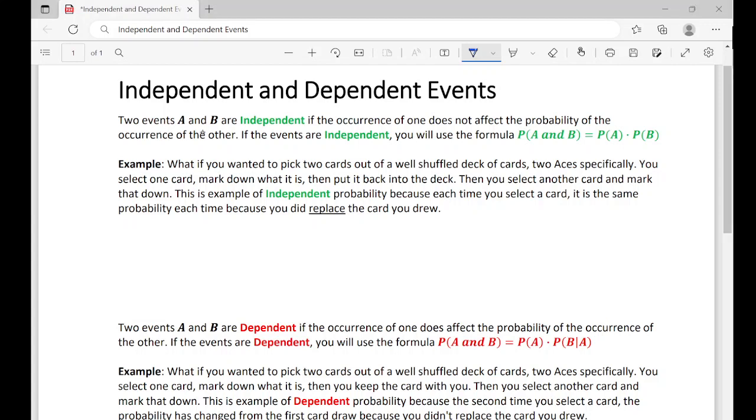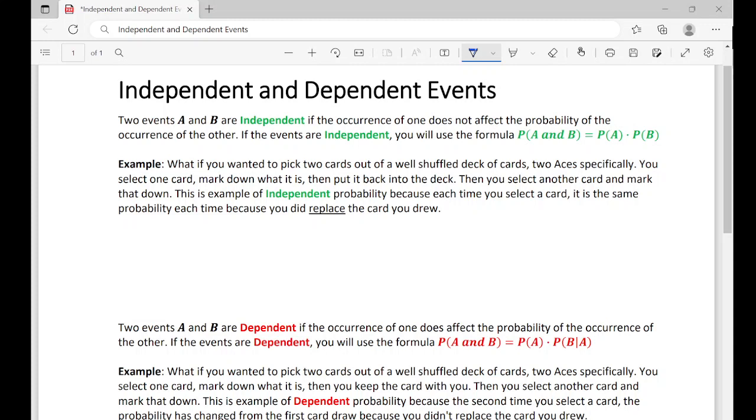Two events A and B are called independent if the occurrence of one does not affect the probability of the occurrence of the other. If the events are independent, you will use the formula P(A and B), which is just equal to P(A) times P(B), probability of A times probability of B. So how would that look in practice?